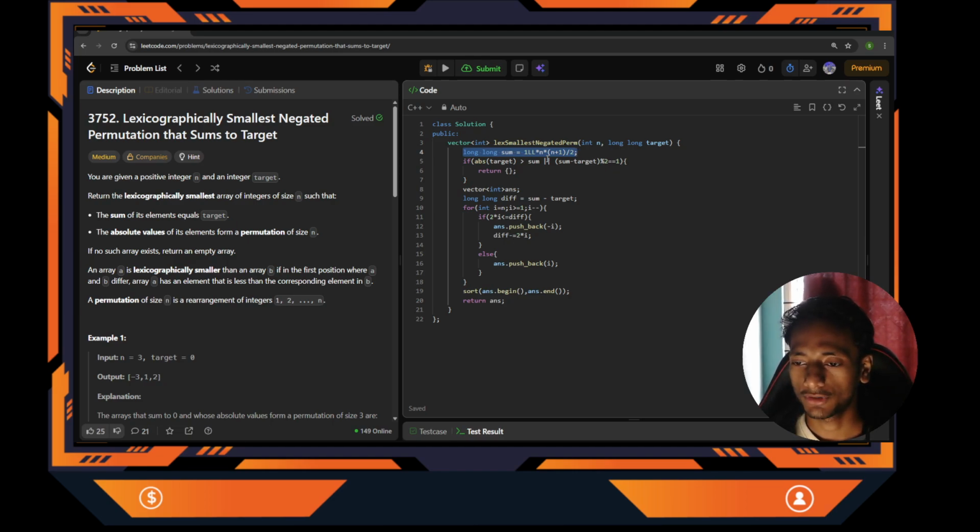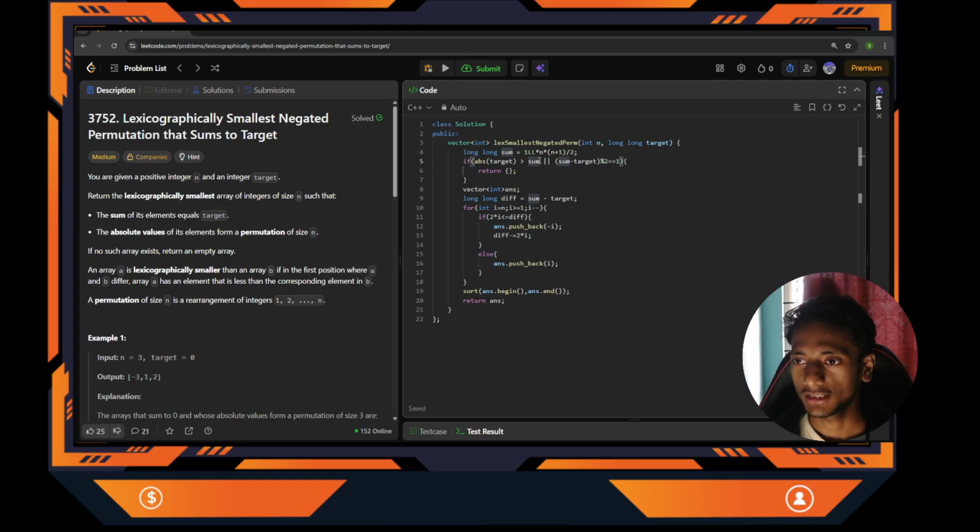So I know that for such a sequence, the total sum will be n into n plus 1 by 2. So how can I get the empty array? The condition is that if the absolute target sum is greater than the sum, I do not have any such array.